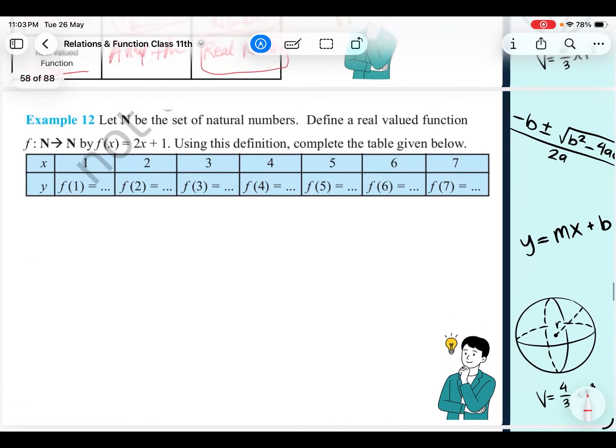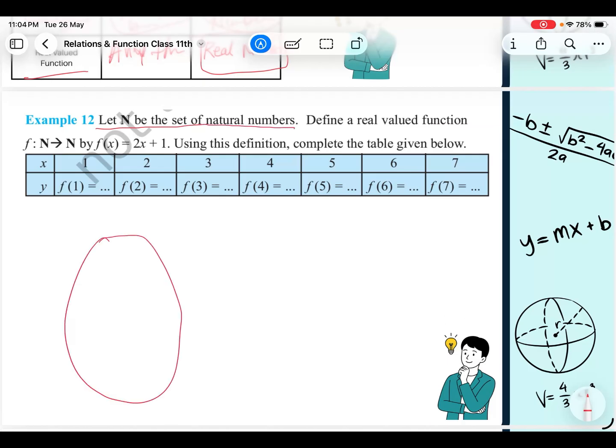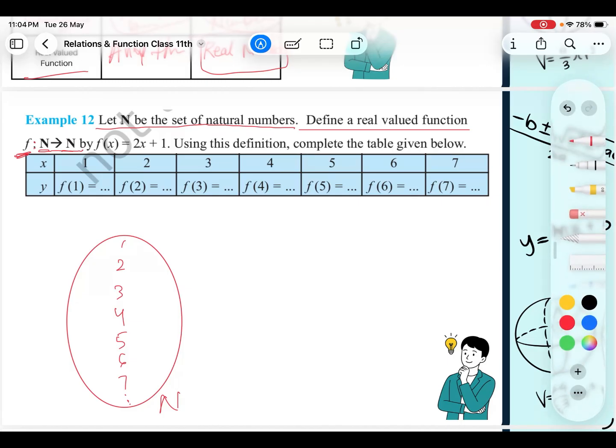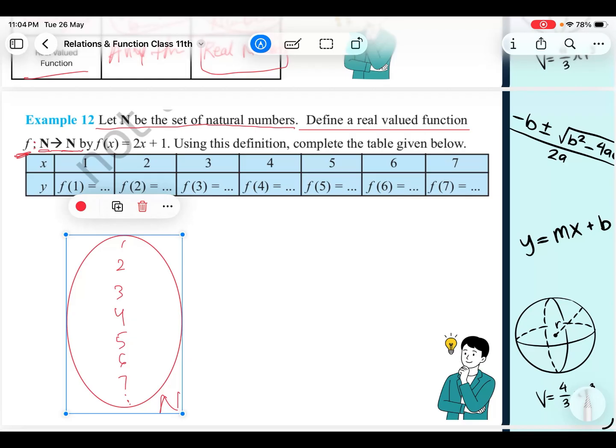Okay, let's see the example here. It's saying that let N be the set of all natural numbers. Okay, let's quickly draw. This is N, and all the natural numbers are here, 4, 5, 6, 7 and so on. Define a real valued function. Okay, so the output should be a real number. The function is such that N to N, means we have to copy this.